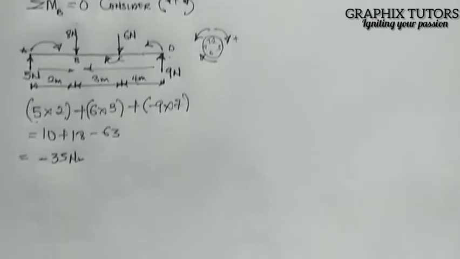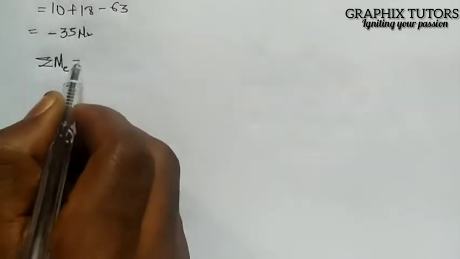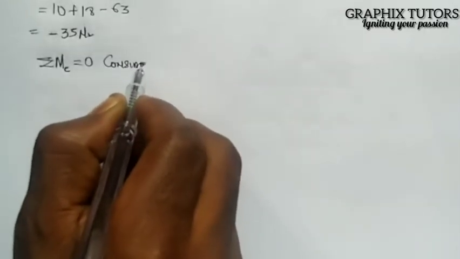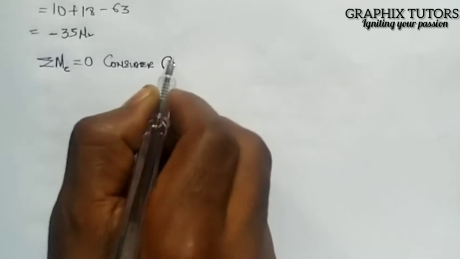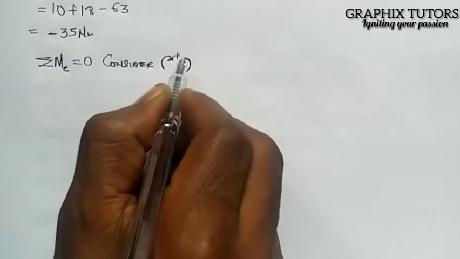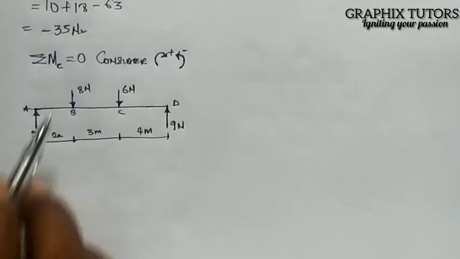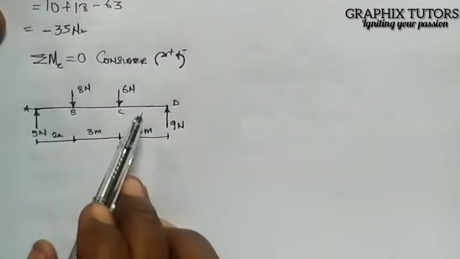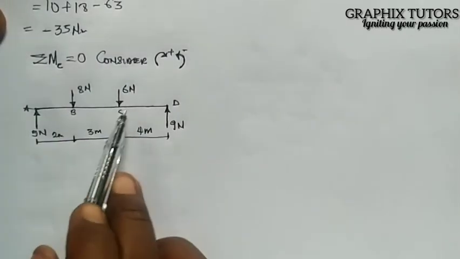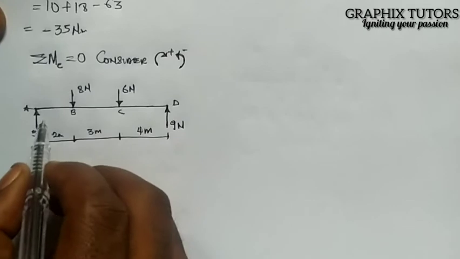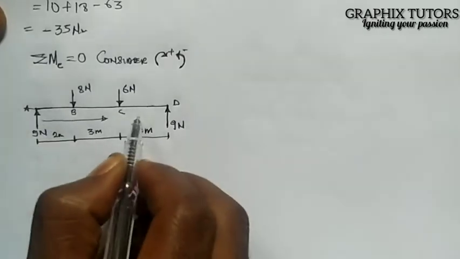Let's move forward. I'm taking moment at point C equals 0, where I consider my clockwise moment to be positive and my anti-clockwise moment to be negative, right? So for simplicity's sake, I would like to redraw again. In this case, we're considering moment at C. So everything at point C here is 0. C is just a reference point. All the force will be going towards C, right?